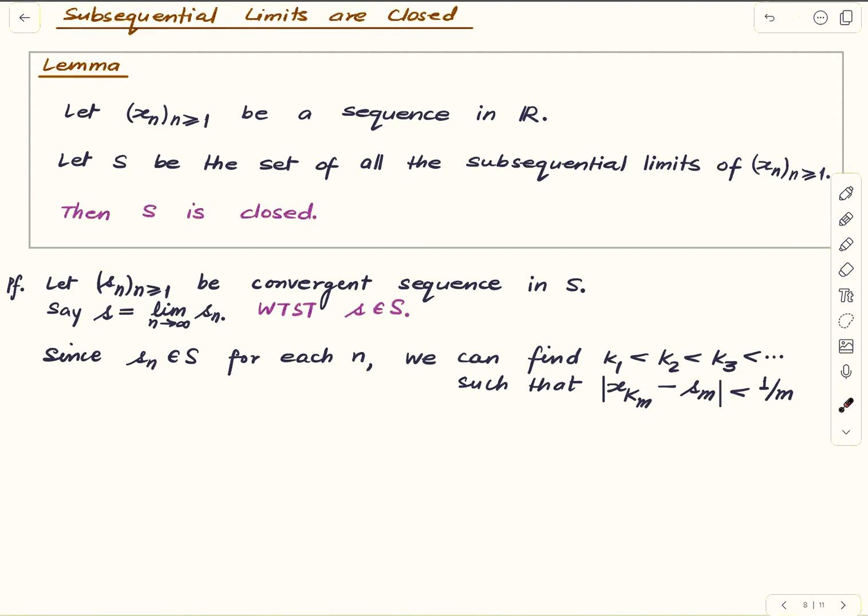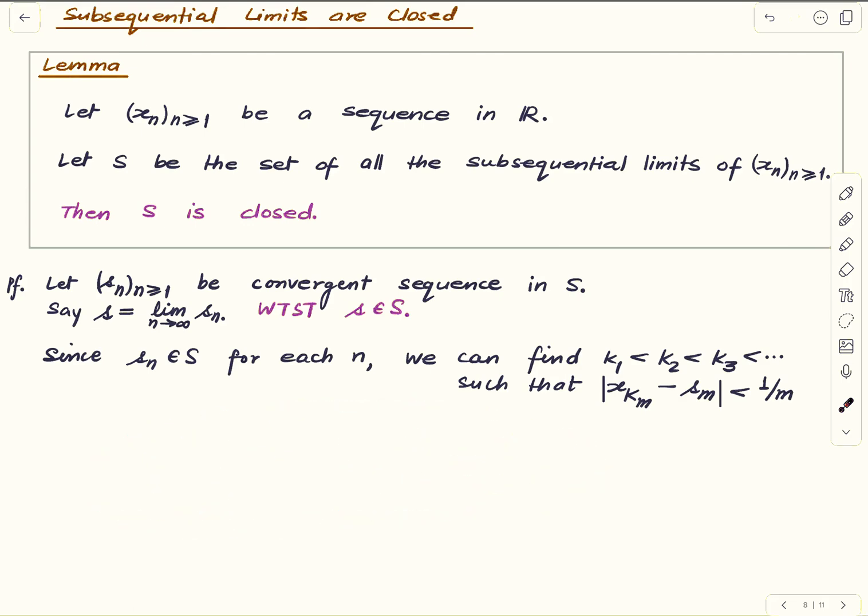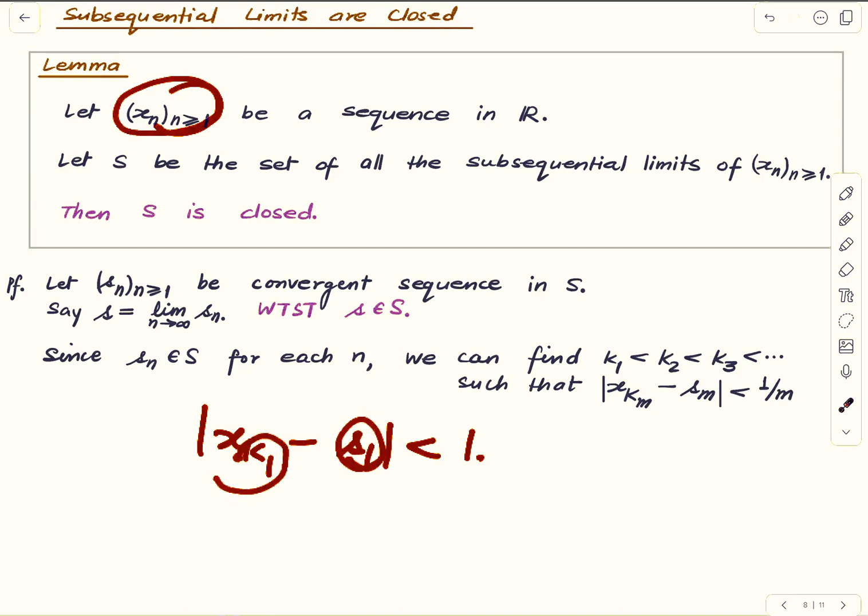first you fix some m, or let's start with S1. So S1 is a subsequential limit. So there is some xk1 which satisfies this inequality, because if there is no index k1 for which this happens, then all the points of the sequence are a lot away from S1, which would be a contradiction. So there is some k1 which satisfies this. In fact, there are infinitely many such k1s, because there is a whole subsequence of the original sequence which converges to S1.